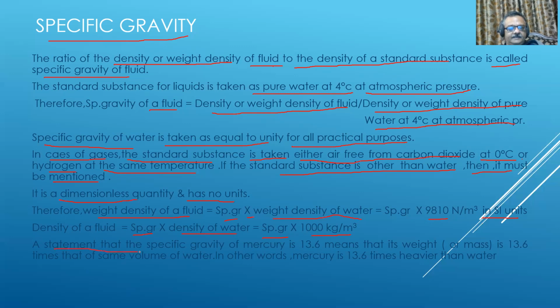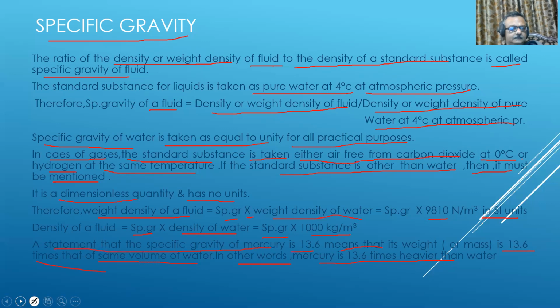So, a statement that the specific gravity of mercury is 13.6 means that its weight or mass is 13.6 times that of same volume of water. In other words, mercury is 13.6 times heavier than water.